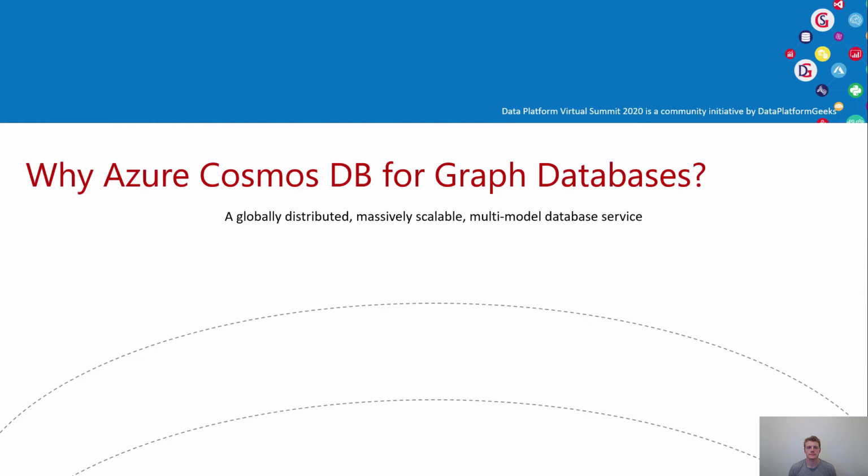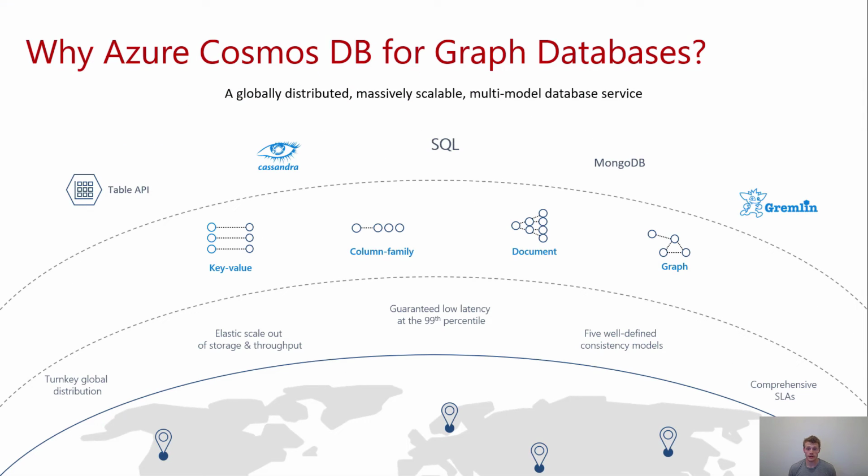For those of you that don't know, Azure Cosmos DB is a globally distributed, massively scalable, multi-model database service that offers global distribution, elastic scaling of both storage and throughput, automatic indexing, and tunable consistency levels. We can build a variety of different databases using table storage, columnar storage, document storage, and of course graph storage. For graph databases, it provides support for the Apache Tinkerpop standard.